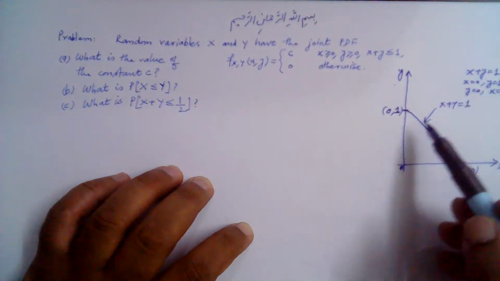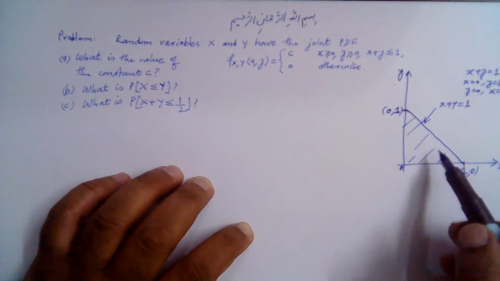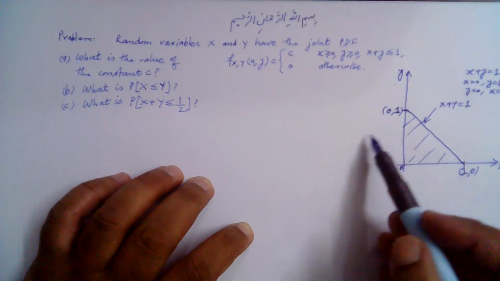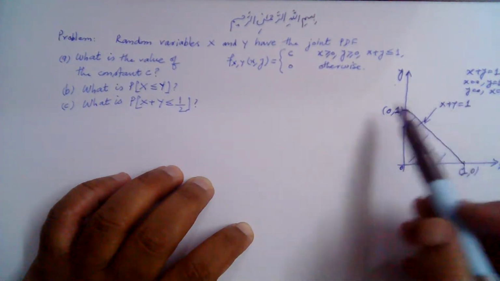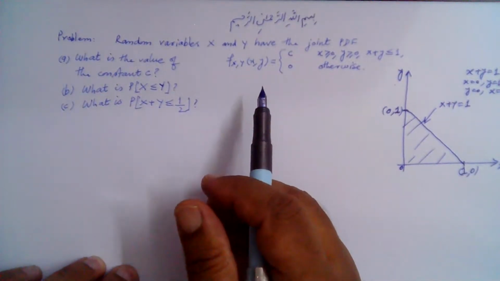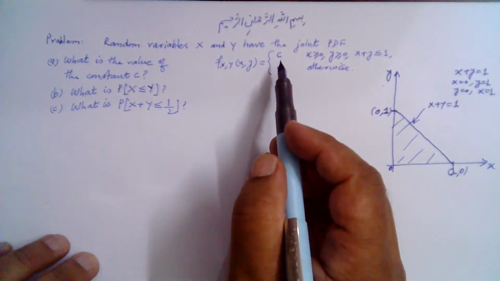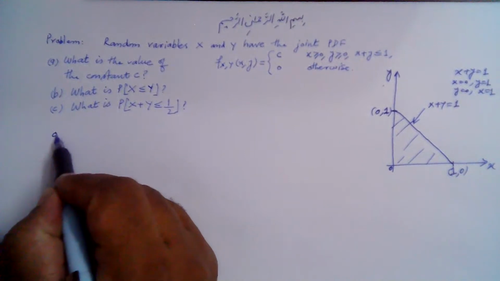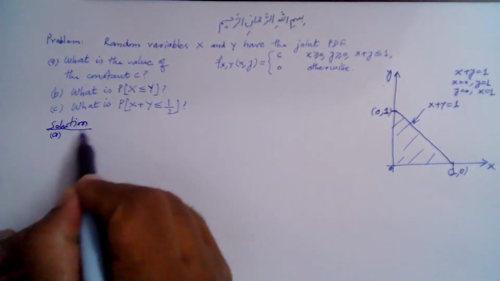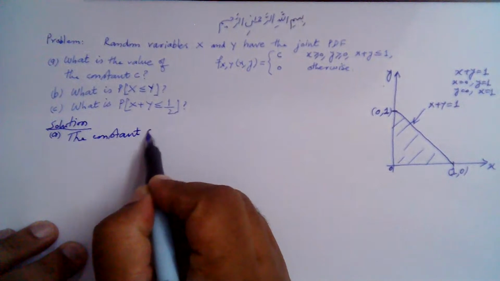So x plus y less than or equal to 1 is this region. Okay, so it is this region where this joint density function is non-zero. Elsewhere it is 0, right? So let's now begin to find out the value of this constant c. So we know that, part A, the constant c.